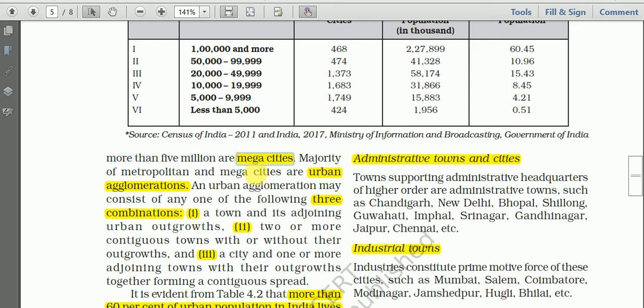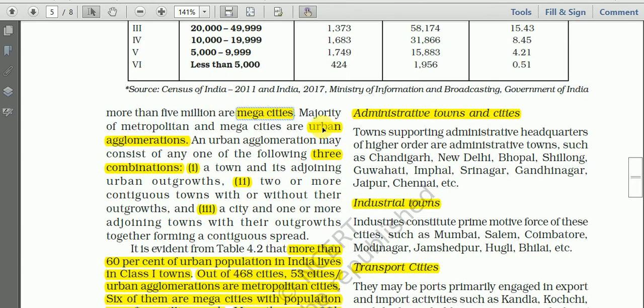For the whole world, that is 10 million. When we discussed chapter 10, we learned that any city having a population of 10 million is called a mega city. That definition is for the world. So the majority of metropolitan and mega cities in India are urban agglomerations.